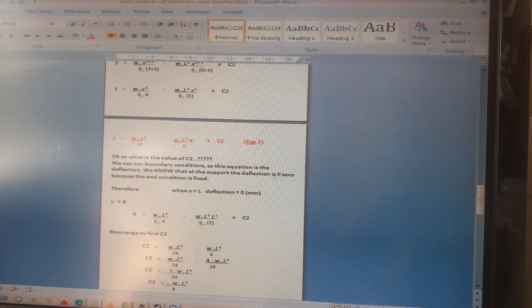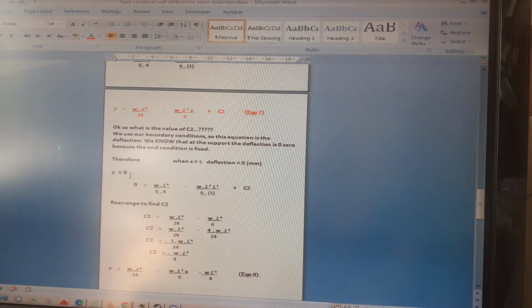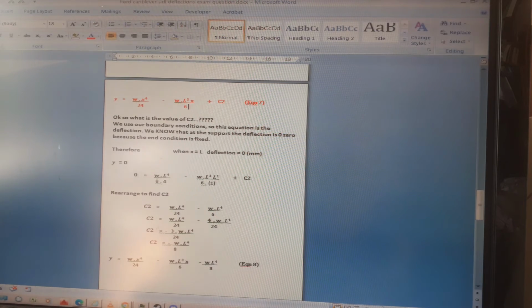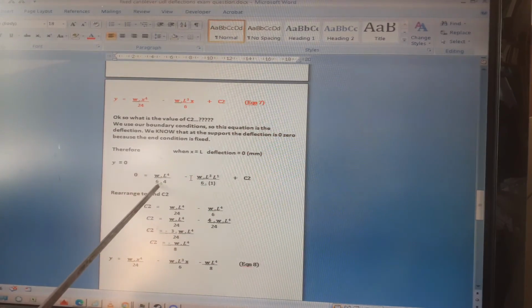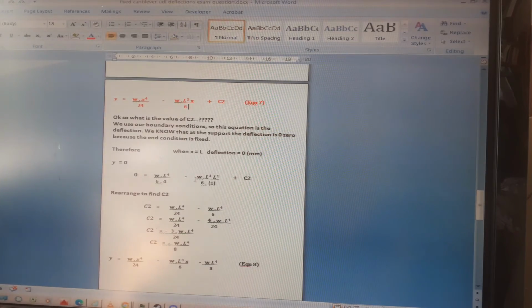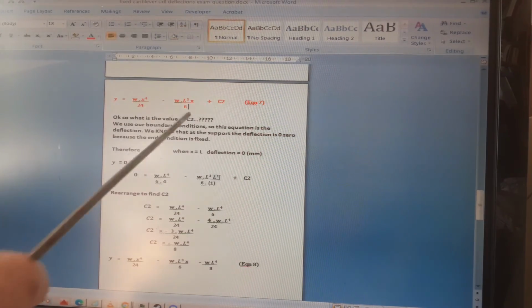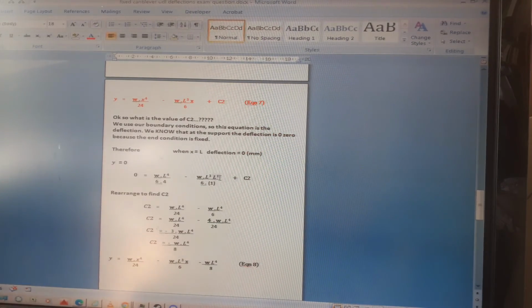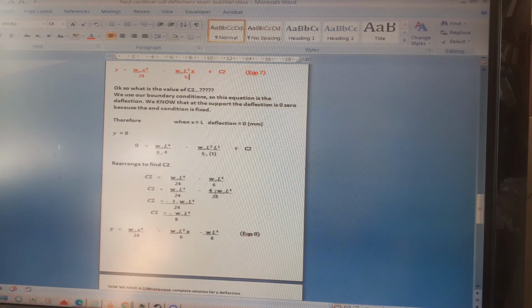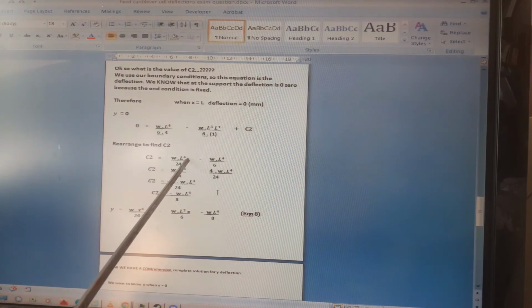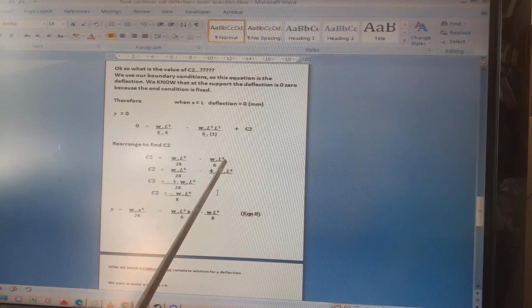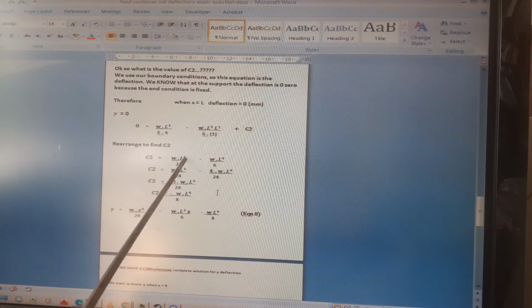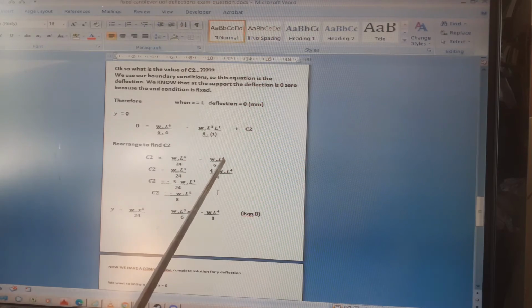We know that at the support the deflection is 0 because the condition is fixed. Therefore, when x equals L, deflection y equals 0. So 0 equals wL to the 4 divided by 6 times 4, using equation 7, I should just put 24 under there, minus wL cubed L to the power of 1, because x is equal to L, divided by 6 times 1, plus c2. Rearrange to find c2. c2 equals wL to the power of 4 divided by 24 minus wL to the power of 4 divided by 6.